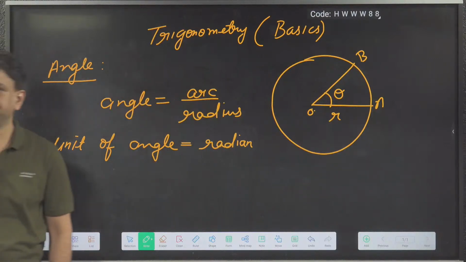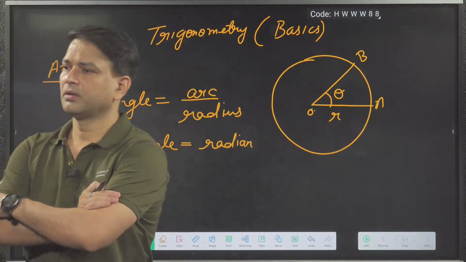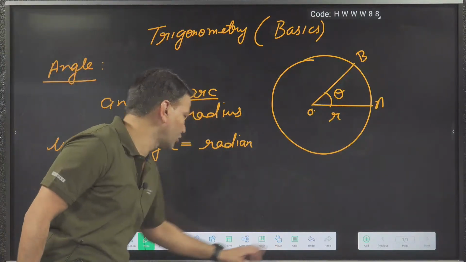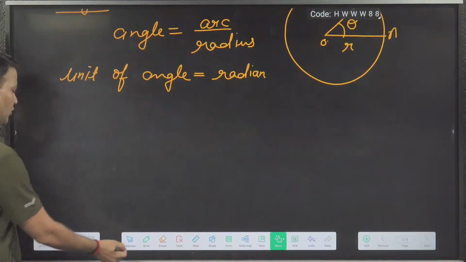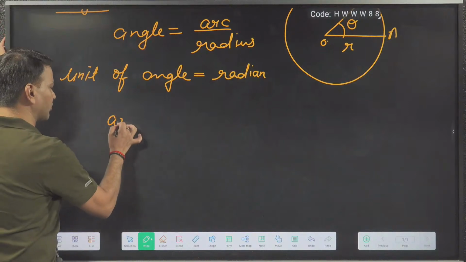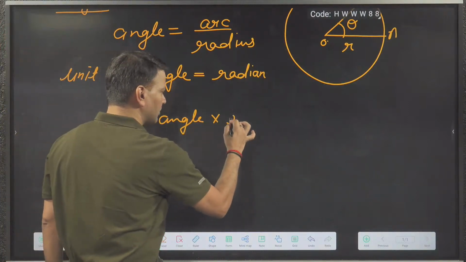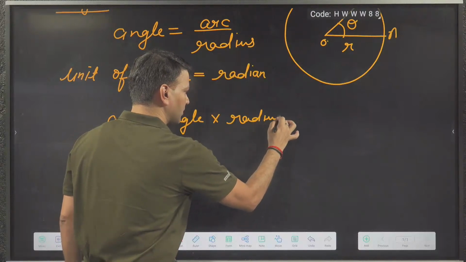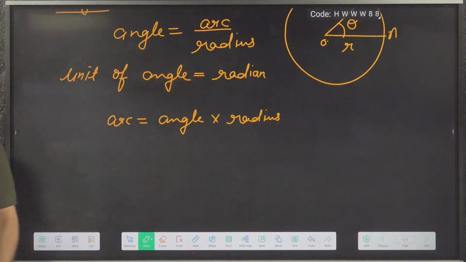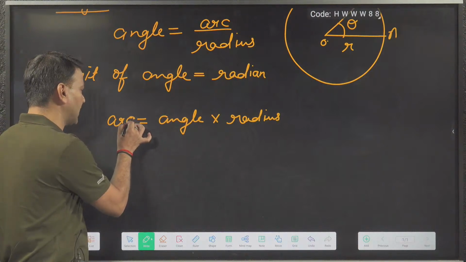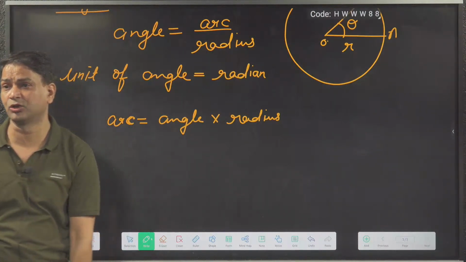Everybody got this? Okay. So from this, if we require the length of the arc, we can say arc is equal to angle into radius. So if you require the length of the arc, then we can find it by using the formula angle into radius.